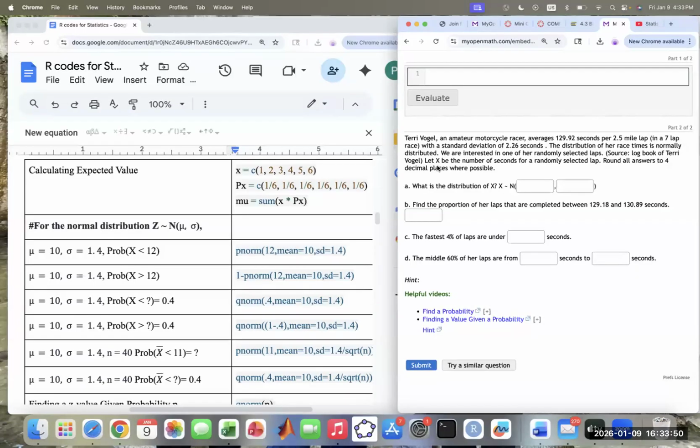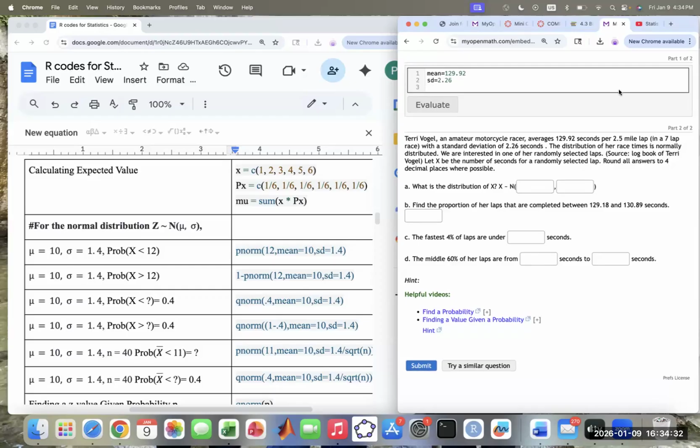Terry Vogel, an amateur motorcycle racer, averages 129.92 seconds per 2.5 mile lap in a 21 lap race with the standard deviation of 2.26 seconds, right? So we're going to pause over here and put the values in. The average means the mean, so that will equal 129.92. And then the standard deviation over here will equal 2.26.